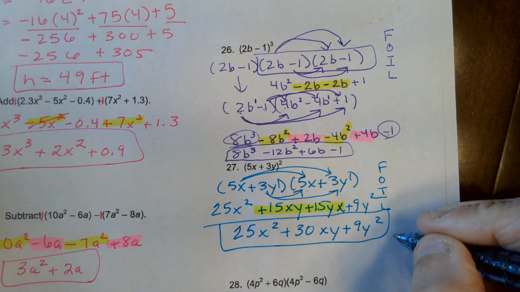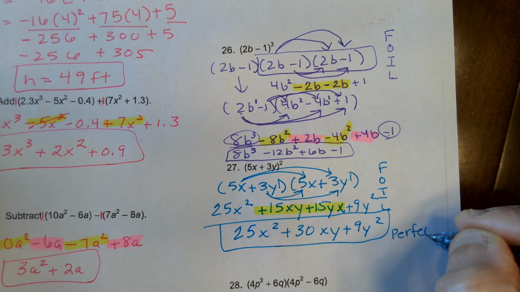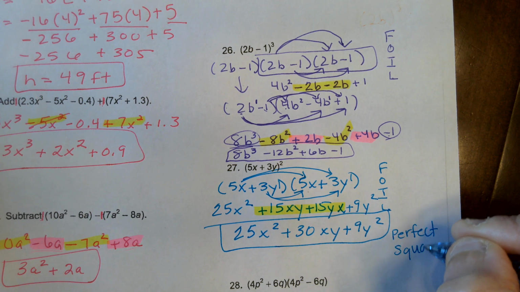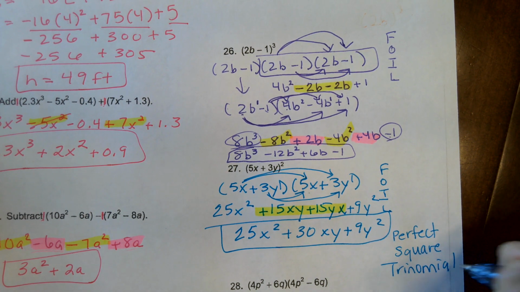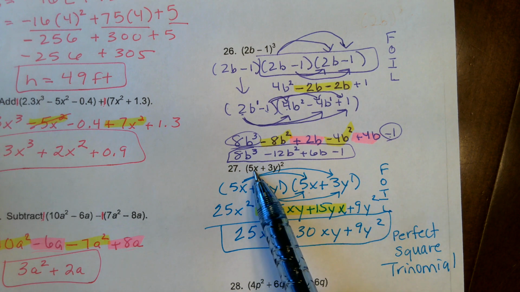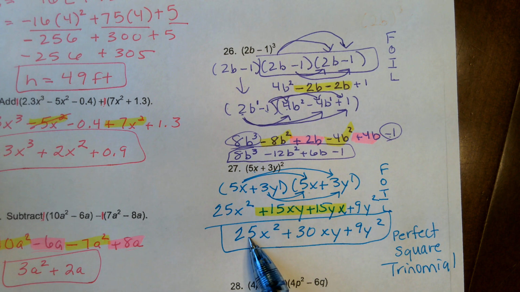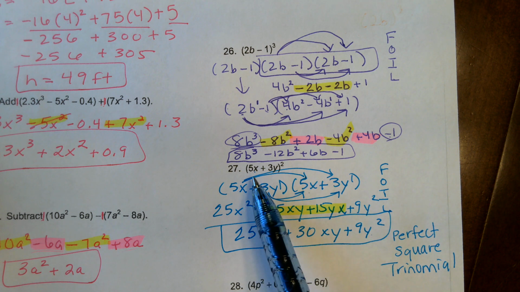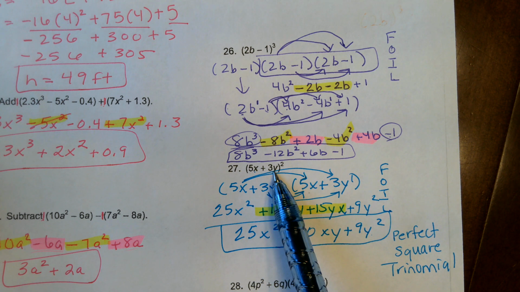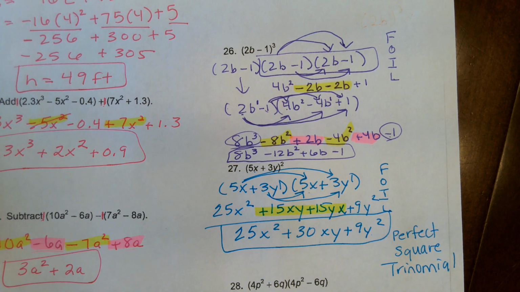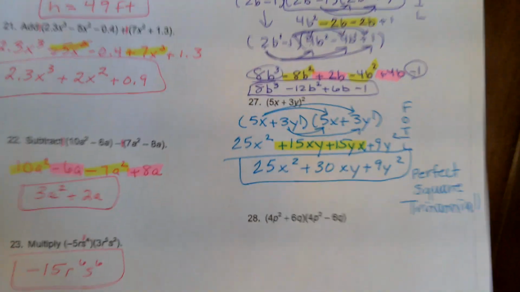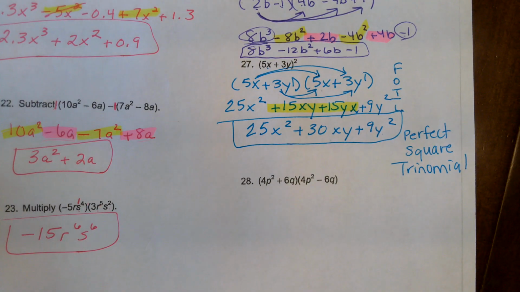Or you could have noticed this is a perfect square trinomial, meaning 5x squared is 25x squared, 3y squared is 9y squared, and to get the middle term you multiply them, 15xy, and you double it, and it's a positive. But that takes a little bit of practice, so you can get it the long way right now until that becomes a little more familiar.